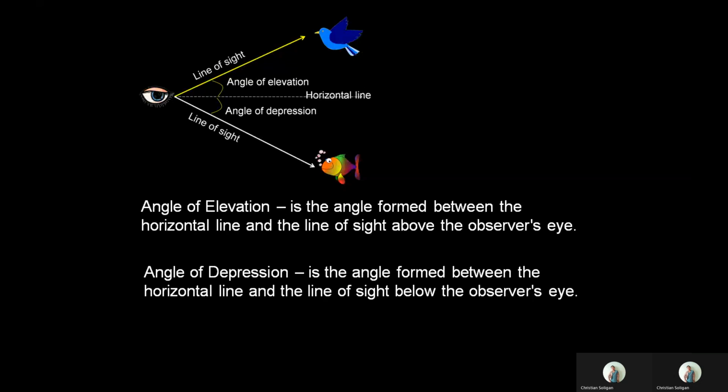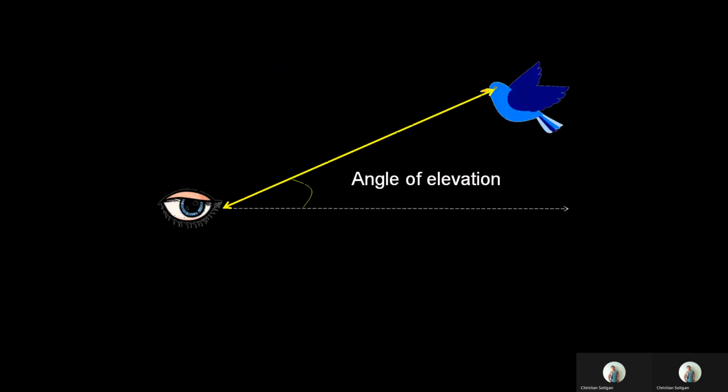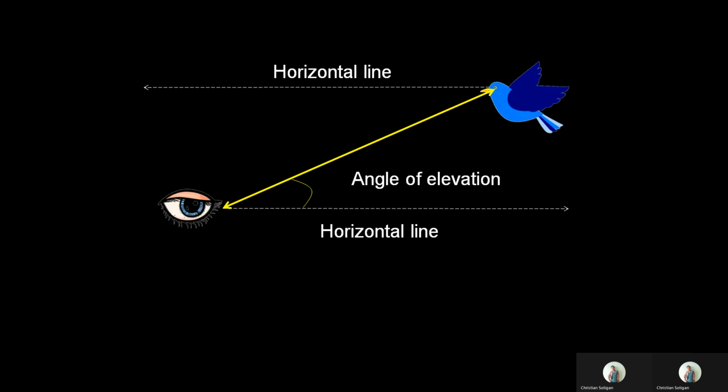Now let us take, for example, this scenario. This one illustrates the angle of elevation. And of course, this is a horizontal line. Now, taking the bird's eye view, when the bird directly looks at the horizon, there is an imaginary line formed. And that line is called, again, the horizontal line.